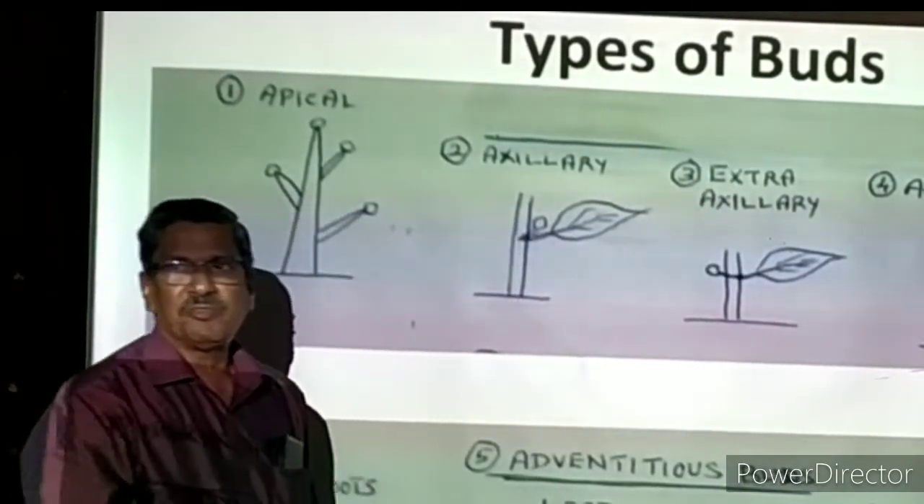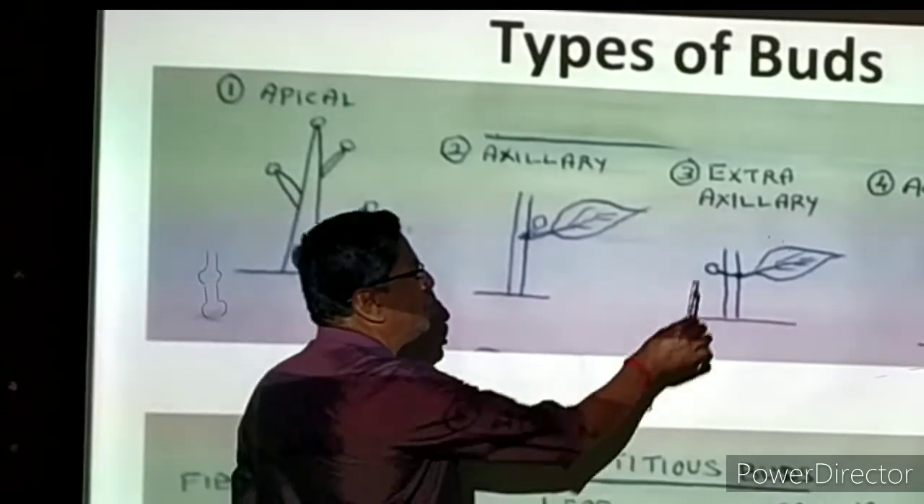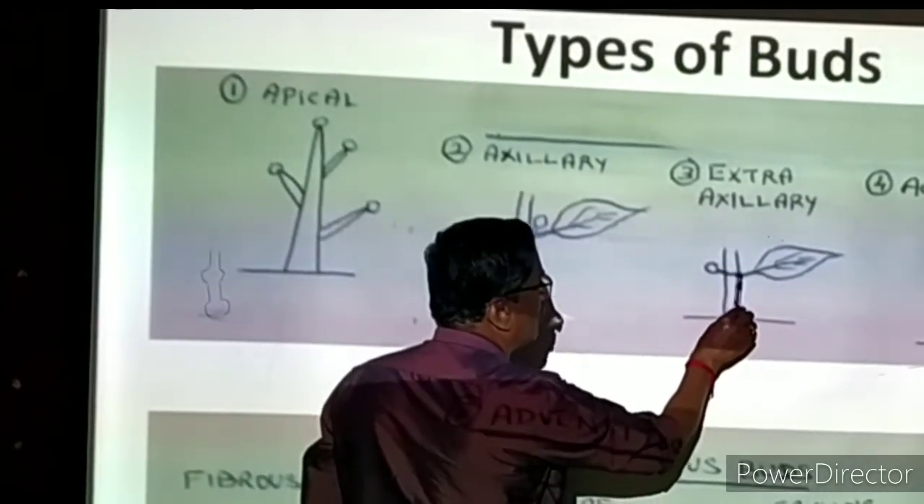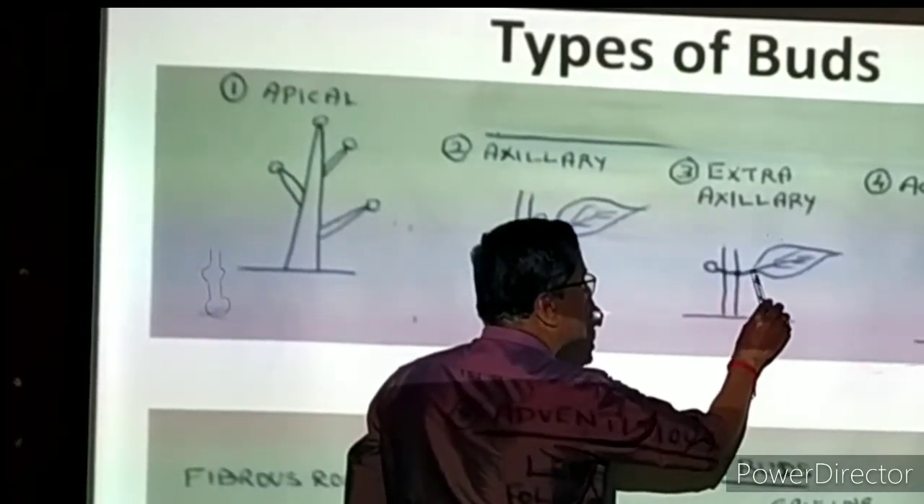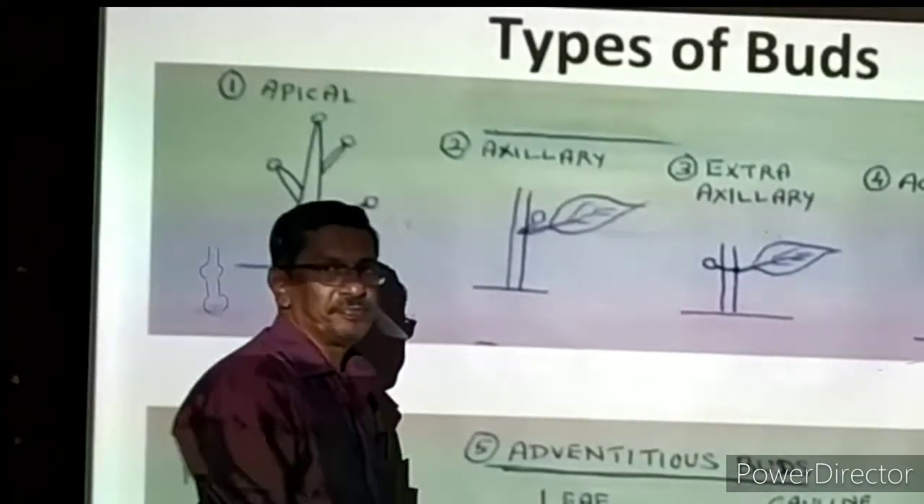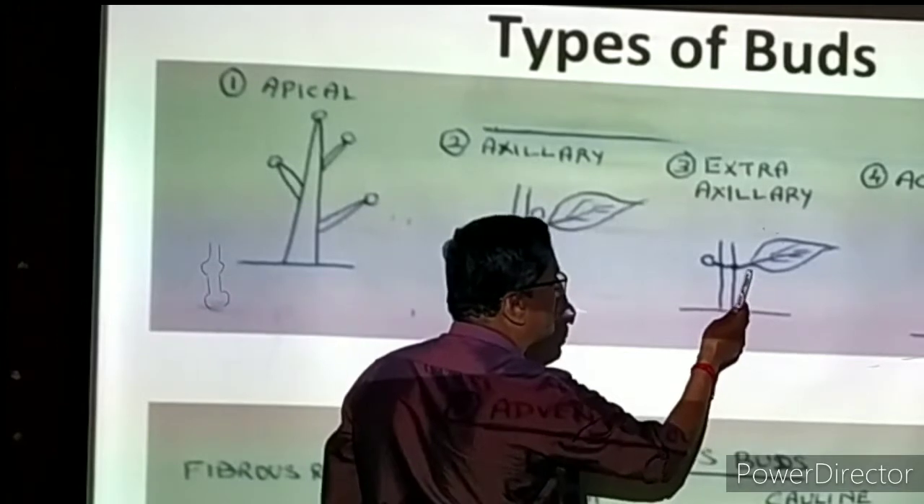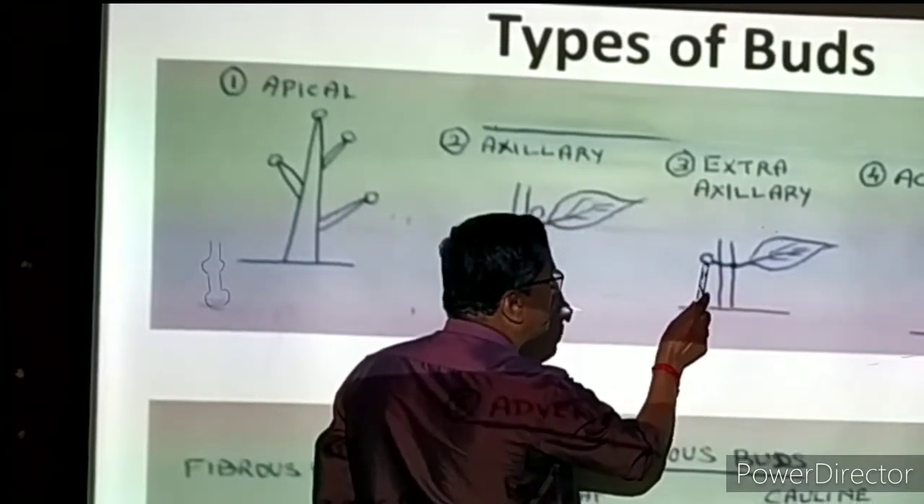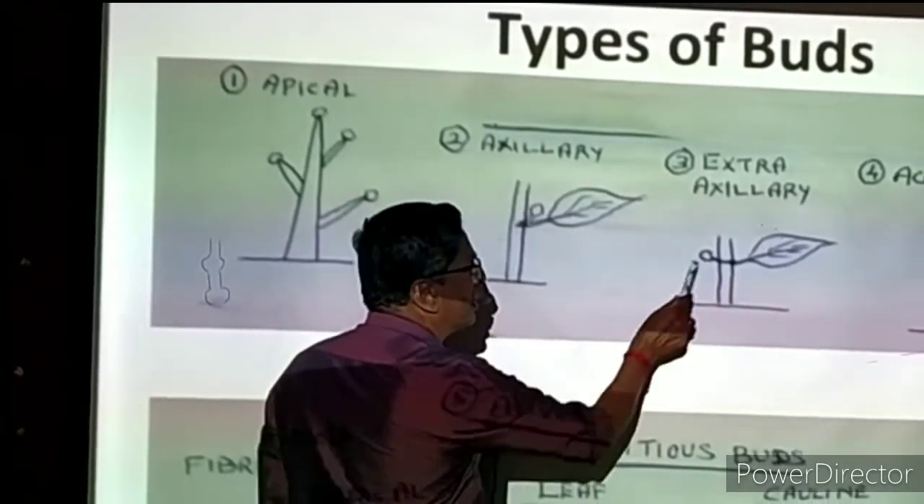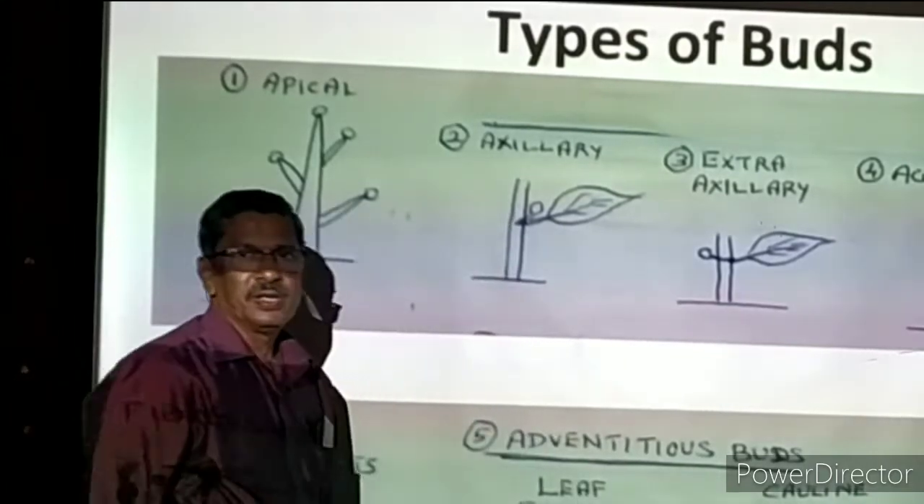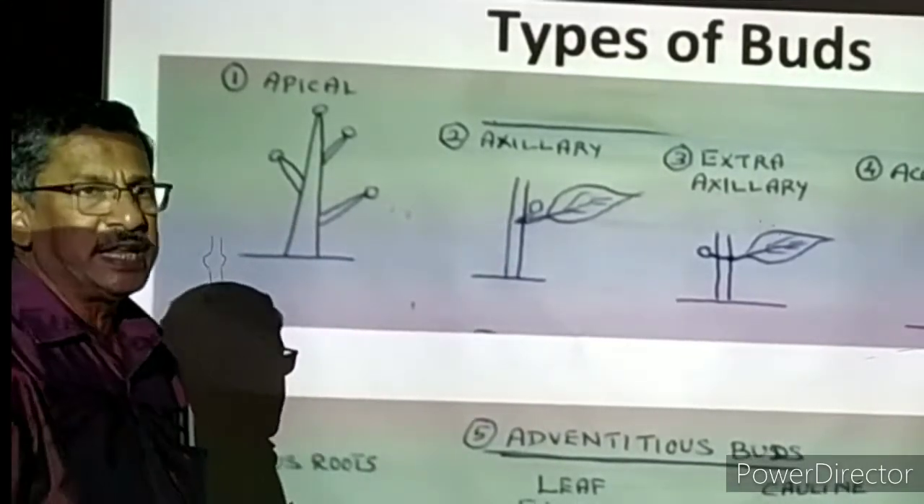We have to see what is the meaning of extra axillary. Now imagine that this is the stem. Here one node is present, but only on one side you can see the leaf. But in the axil of the leaf, a bud may be present, may not be present. But another bud is attached to the node, but here no leaves, nothing will be there. This is called the extra axillary.